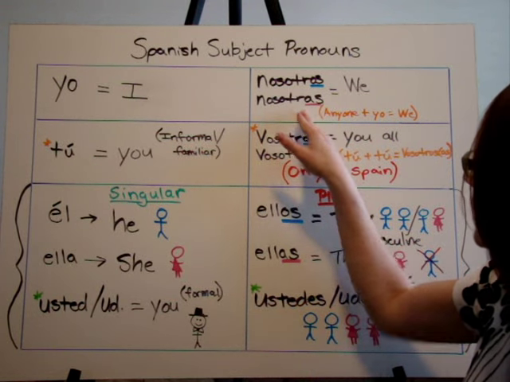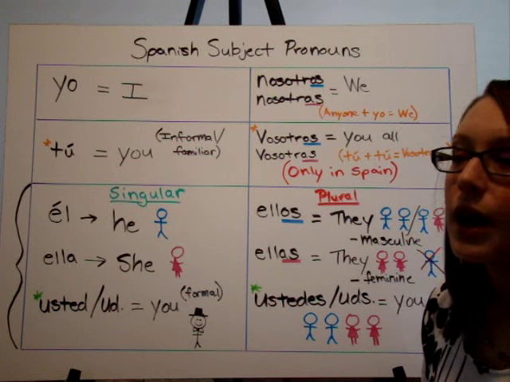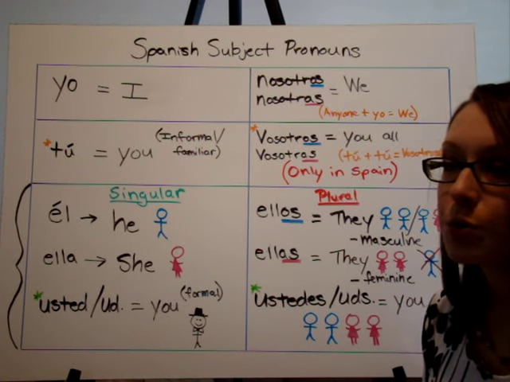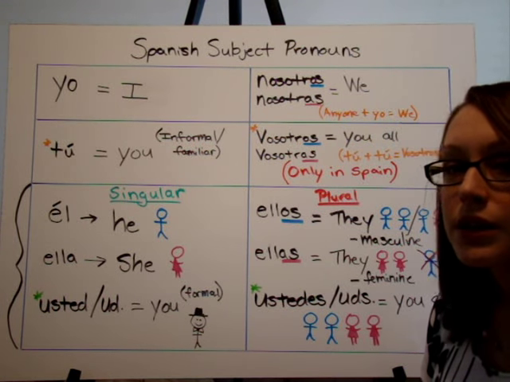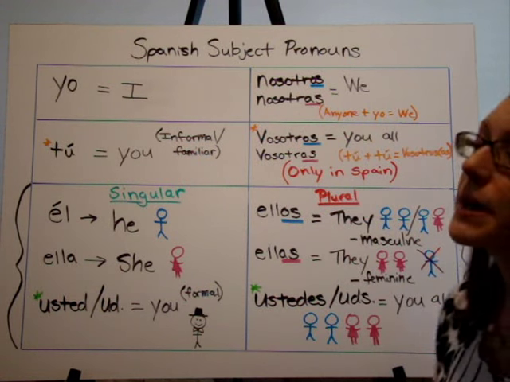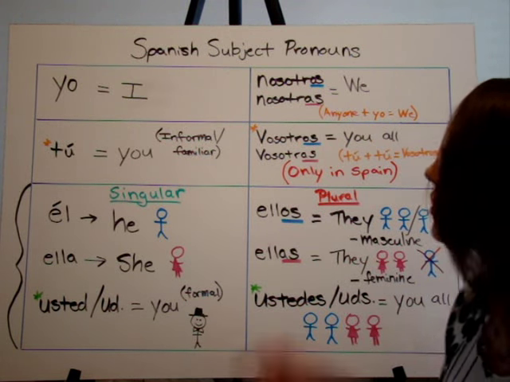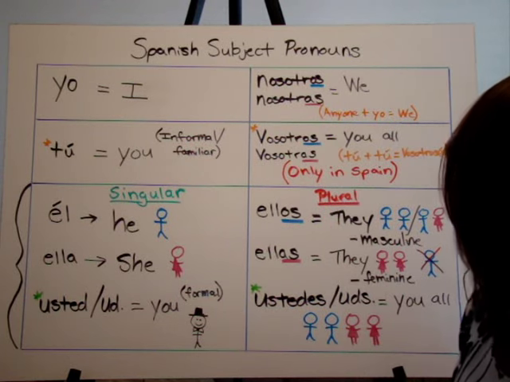Then there is nosotras, which is all female. So ladies, if you are in a group of mixed genders, but you're in there as well, you would use nosotros. But if it's a group of all girls, then you're going to say nosotras.